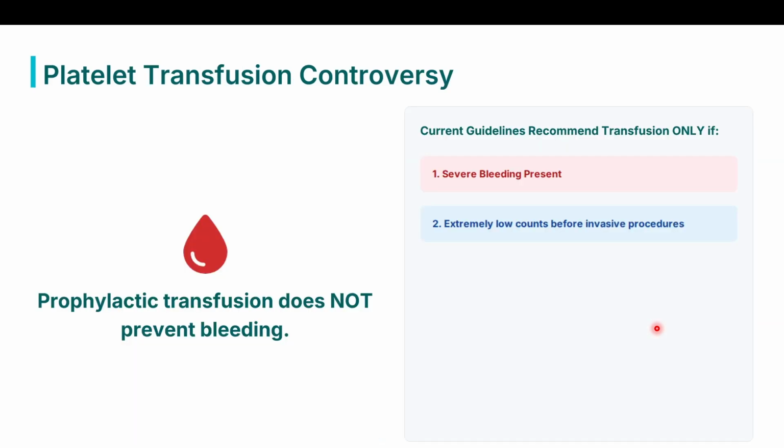So, prophylactic transfusion does not prevent bleeding, as previously discussed. Platelets are given only if there is severe bleeding or extremely low counts before an invasive procedure. Steroids mainly have two indications, which are dengue encephalitis and dengue shock syndrome. In these two conditions, steroids have a better role.